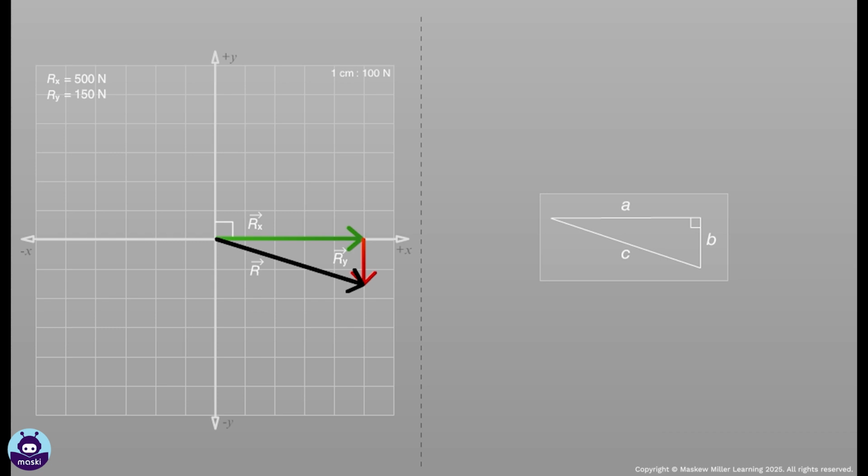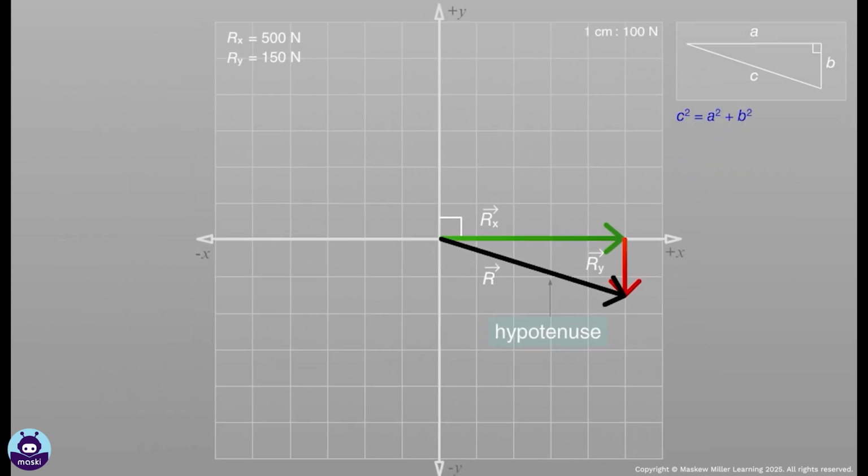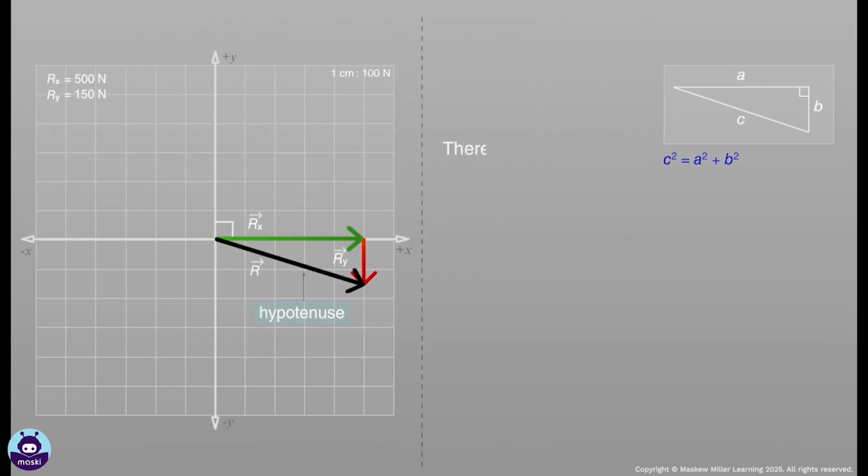We therefore apply the Pythagoras Theorem, where the sum of the squares of the sides of a right-angled triangle is equal to the square of the hypotenuse. c squared equals a squared plus b squared. Here the resultant is the hypotenuse and the sides are the two component vectors. Therefore, rx squared plus ry squared is equal to r squared.